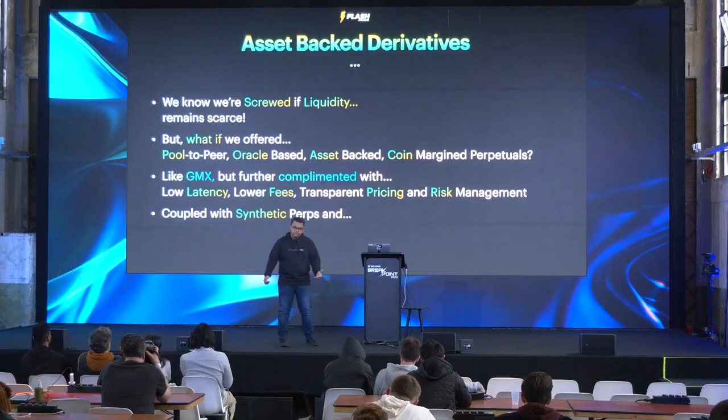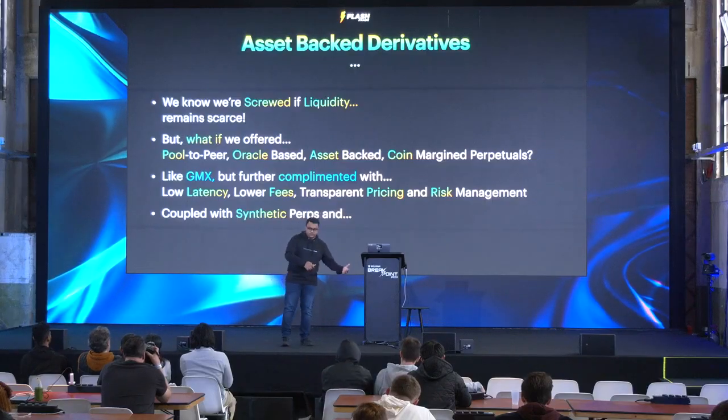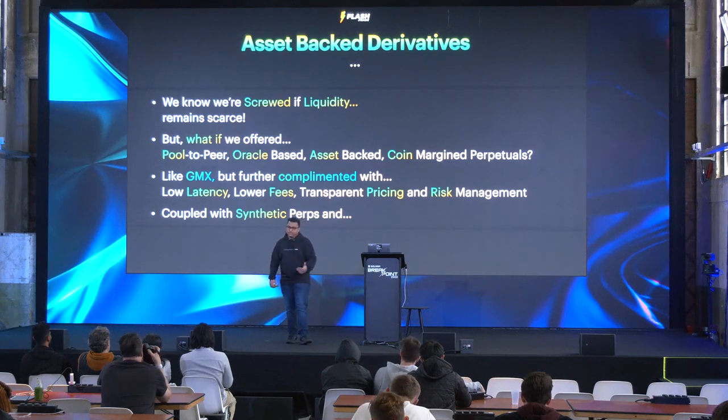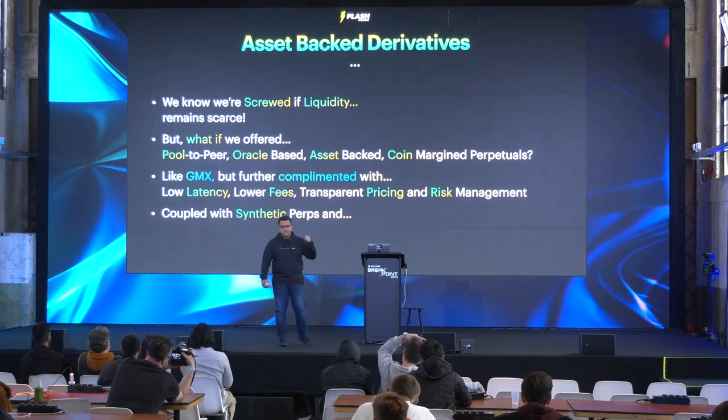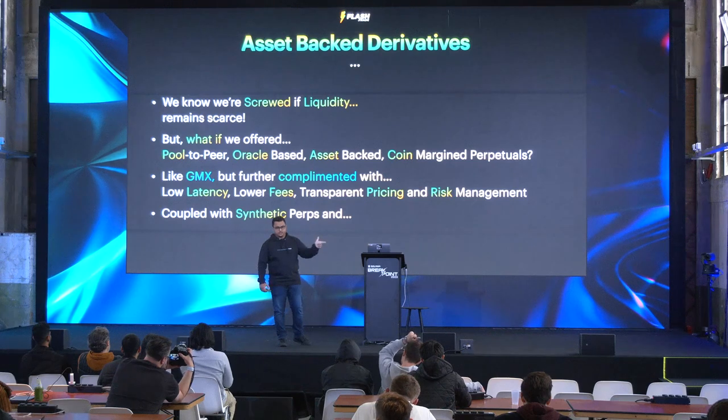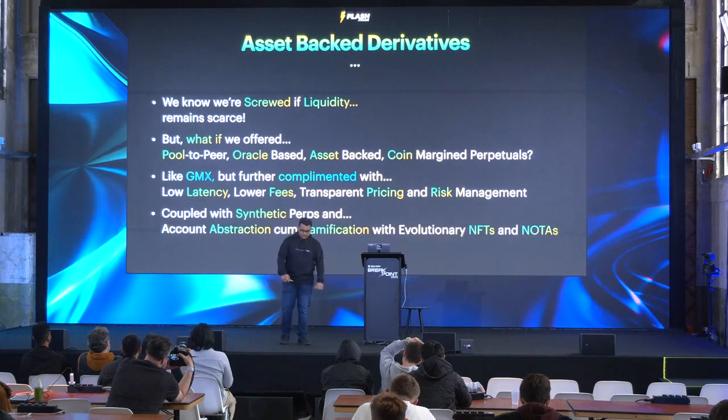And then transparent pricing and risk management, because the low latency allows us to build a transparent pricing system and a transparent risk management system, which is completely permissionless. And it can be coupled with synthetic perps, which is possible because we have lower latency and a lot more infra than the EVMs to support both asset-backed perpetuals and synthetic perpetuals on the same pool.